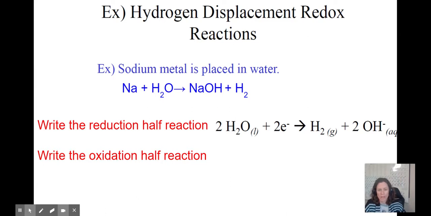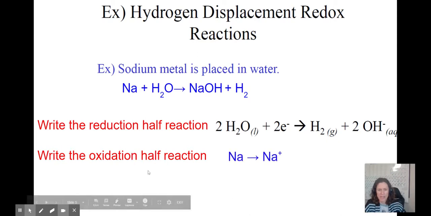So hydrogen is with water. So you want to write the water. So I have my water. And in this case, you're gaining electrons to make your hydrogen gas. Okay, so you don't have to worry about balancing. I just want to show you what it looks like for a half reaction.